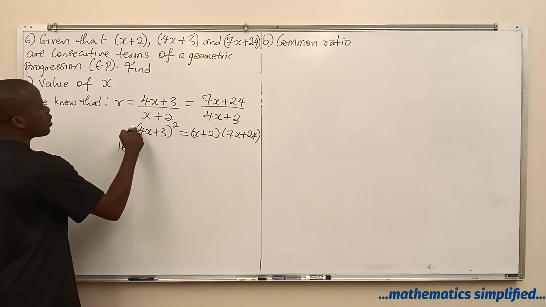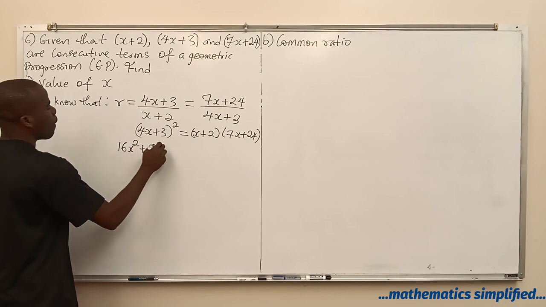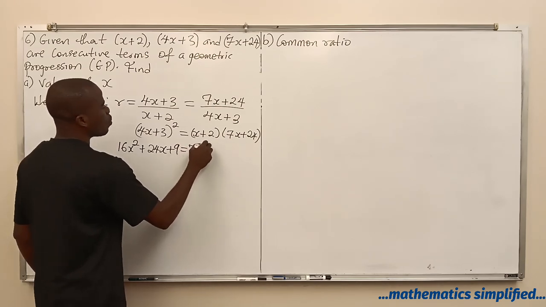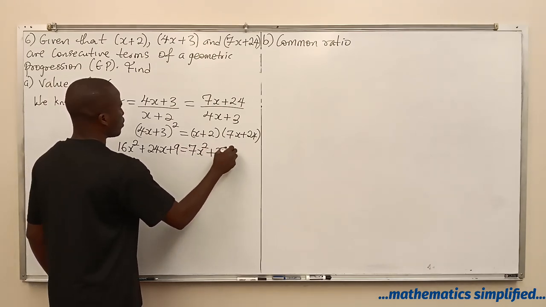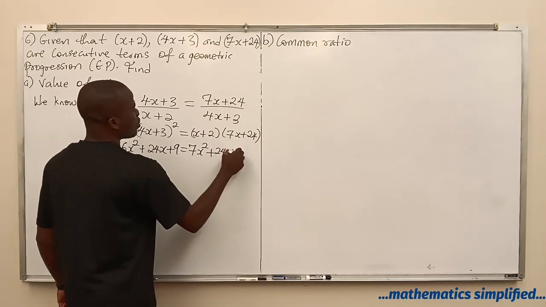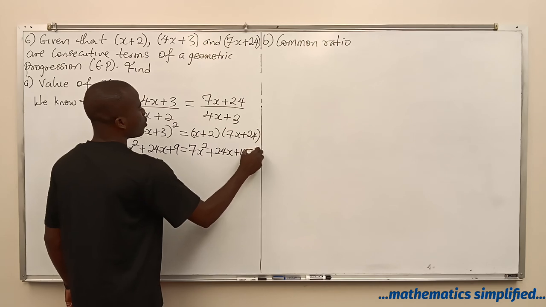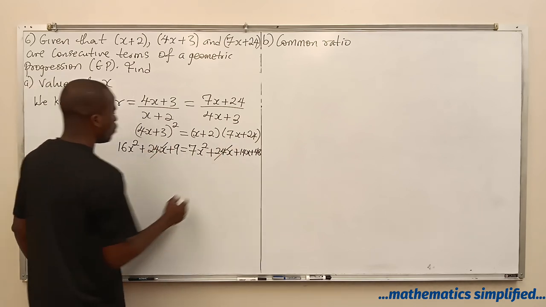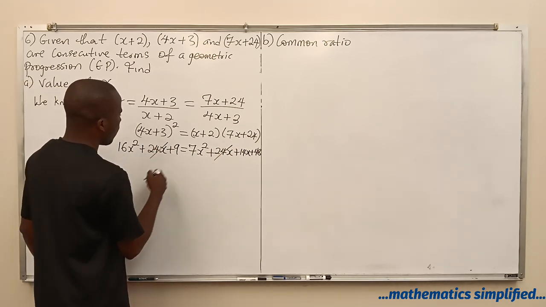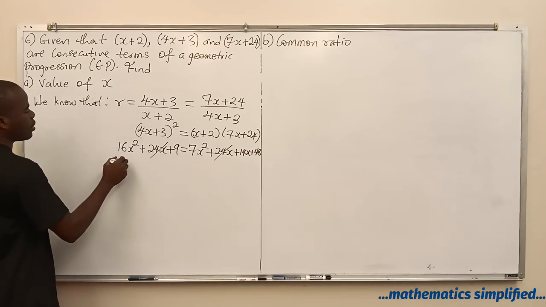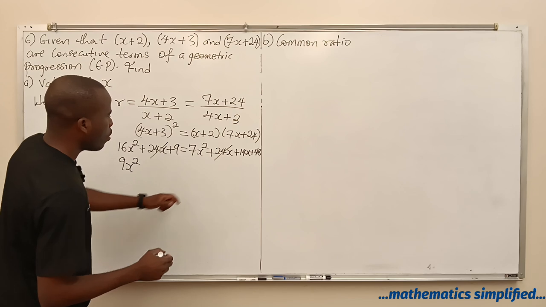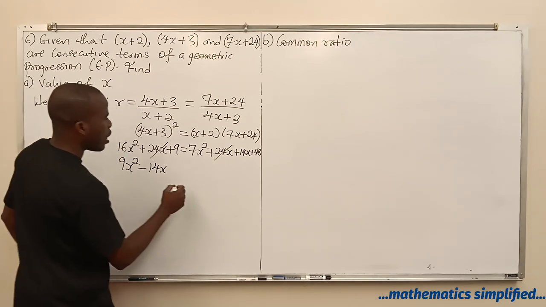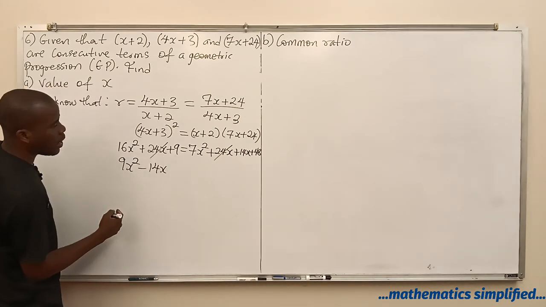2 times 4x times 3 is 24x. 3 squared is 9. x times 7x is 7x squared. x times 24 is 24x. 2 times 7x is 14x. 2 times 24 is 48. This 24x can go with this 24x. 16x squared minus 7x squared is 9x squared. And if we take this here, we have minus 14x. And so we are left with 9 minus 48 is minus 39 equals 0.